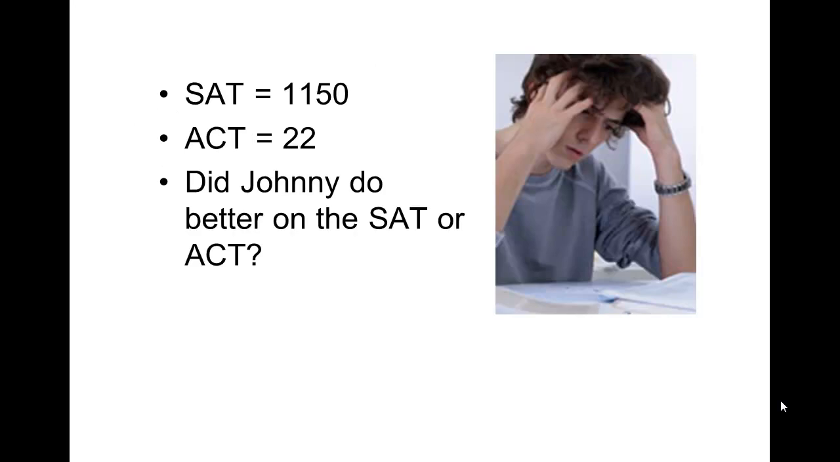So as an example, if we had Johnny, who is getting ready to go to college, and he scored an 1150 on his SAT and a 22 on his ACT, and we wanted to know which one he did better on, we couldn't just directly look at the numbers because they come from different distributions with different means and different standard deviations. What we could do, though, is we could calculate a z-score for each test and then directly compare those z-scores to draw a conclusion about which test he did better on.